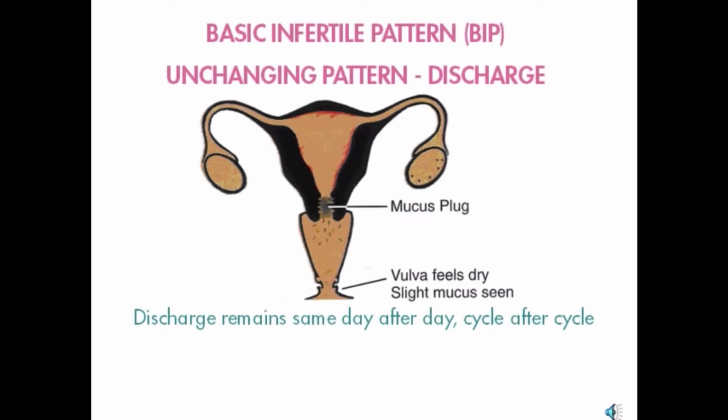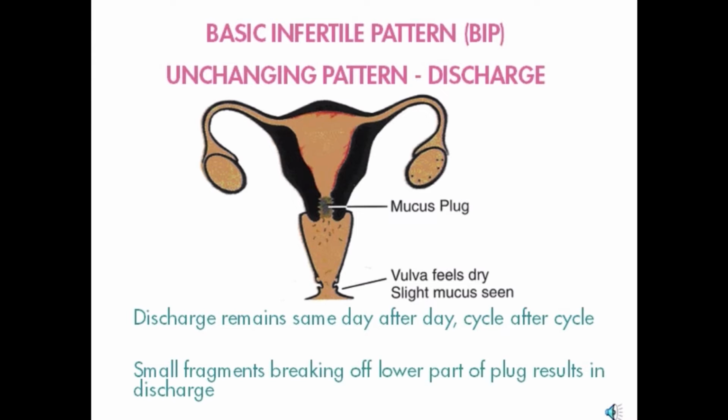Another woman may experience an unchanging pattern of discharge which stays the same day after day and cycle after cycle. This is her basic infertile pattern. In cycles of average length, it is caused by small fragments breaking off the lower part of the plug, resulting in this slight discharge. At this time, the couple is infertile.